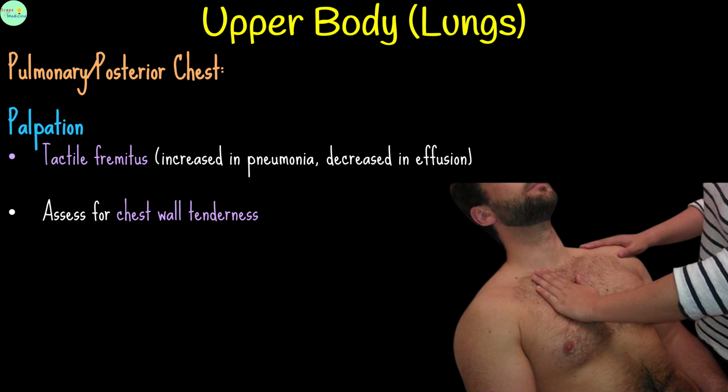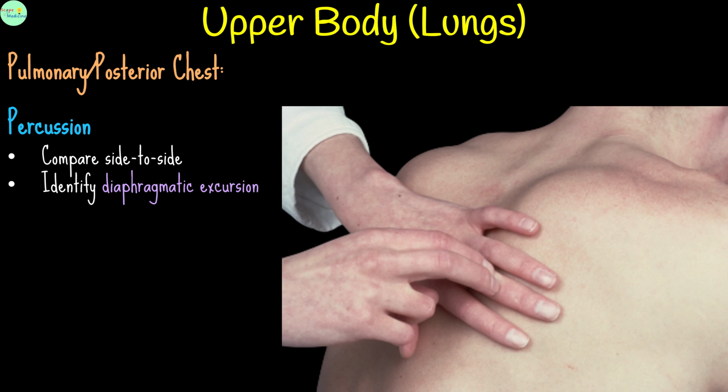Increased vibrations can suggest a solid, airless area in the lung, while decreased vibrations can suggest fluid between the lung and chest wall. Also check for any tenderness over the ribs. Then, percuss the chest wall, comparing side to side to identify areas of abnormal dullness or hyperresonance.